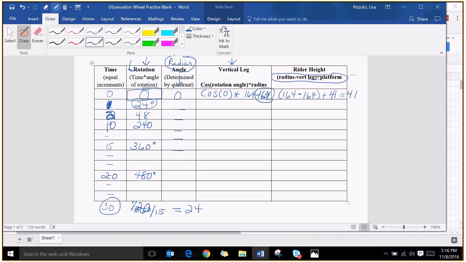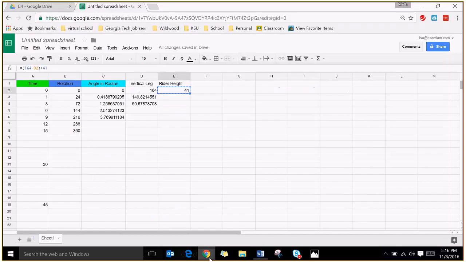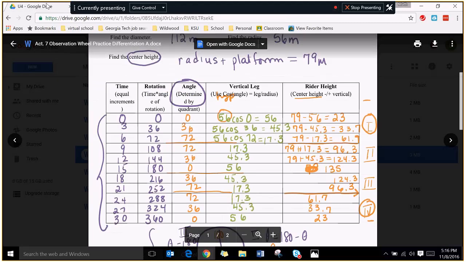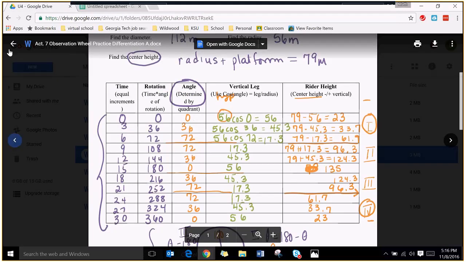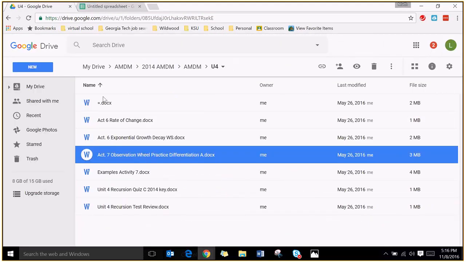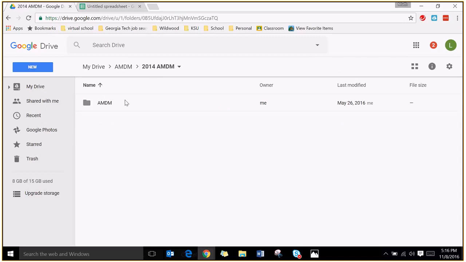So in words, this is what you're looking for. And that's how you would create all your values in your Google Sheet. And then once you had all those values in your Google Sheet, I should have some of my examples.